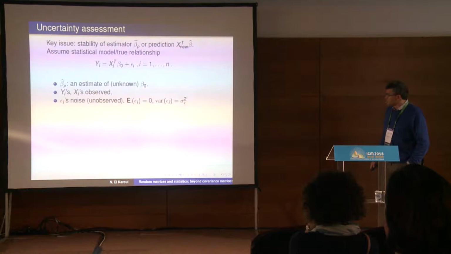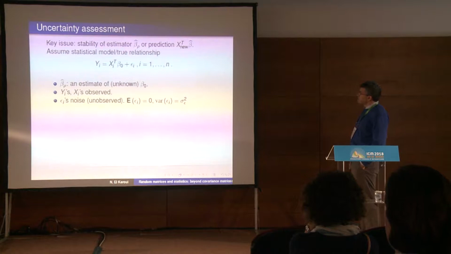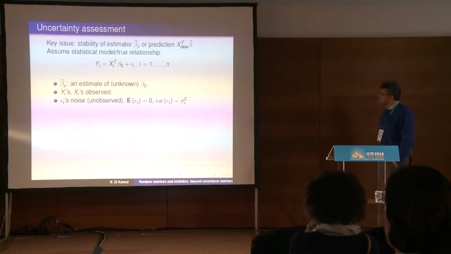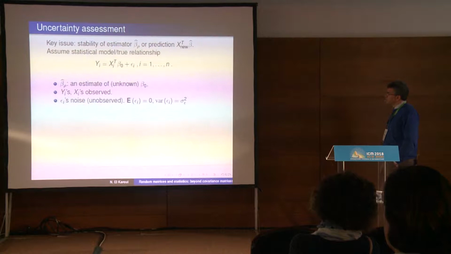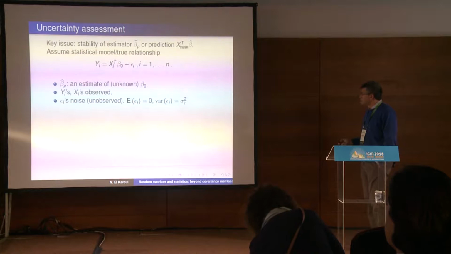In statistics, a lot of people are interested in going beyond estimating beta, and so just for the sake of notation, my estimator I'll call beta hat_rho, so it depends on the loss function. What we're interested in mostly is uncertainty assessment. So we want to know something about the stability of the estimator, or the stability of our prediction, or their quality, or their accuracy.